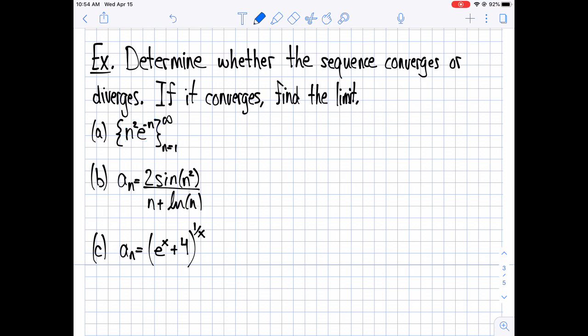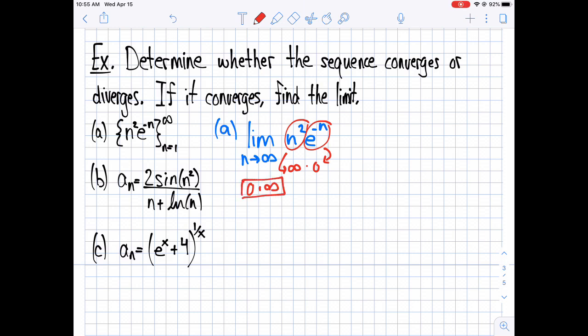Okay, so for a here, we're going to be looking at what is the limit as n goes to infinity of n squared multiplied by e to the negative n. And we check direct substitution, what happens as n goes to infinity. This part goes to infinity. However, this part goes to 0. So what we end up with here is going to be indeterminate form 0 multiplied by infinity.